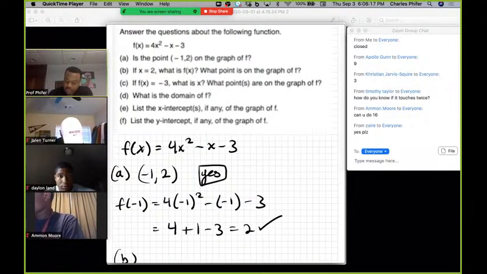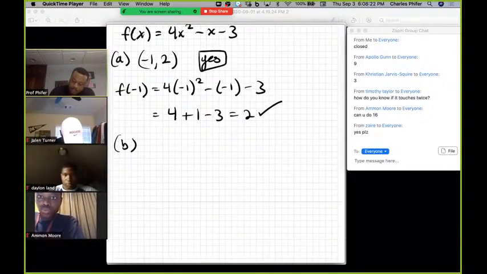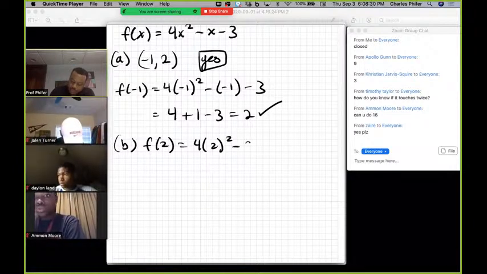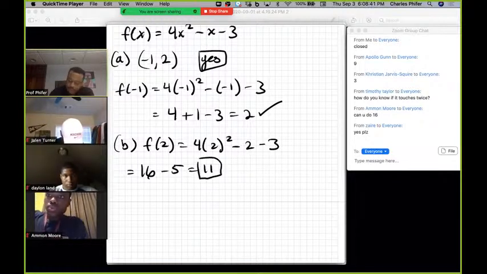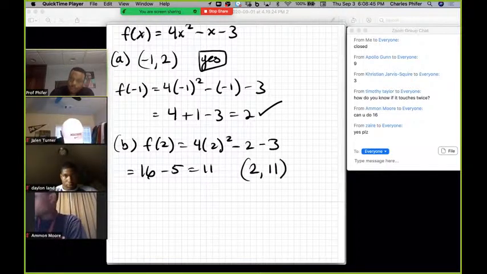If x equals 2, what's the y? What point is on the graph, okay? So then basically it's saying find f of 2. That's 4 times 2 squared minus 2 minus 3. That's going to be 4 times 4 is 16 minus 5 is 11. So then the point on the graph is going to be 2, 11 for this one. Okay, I'm going to go with that one.